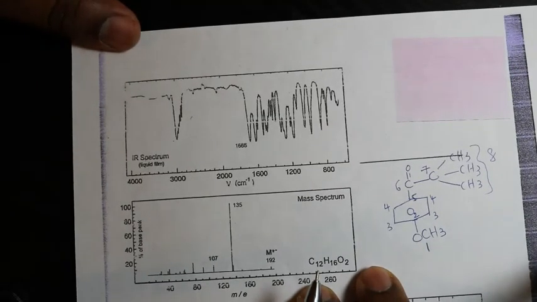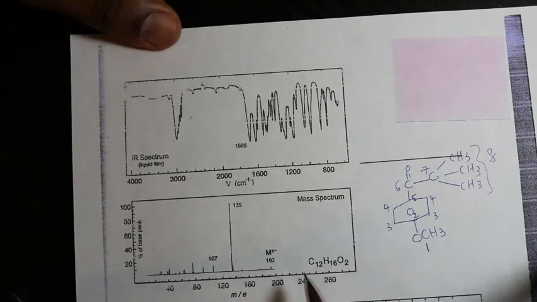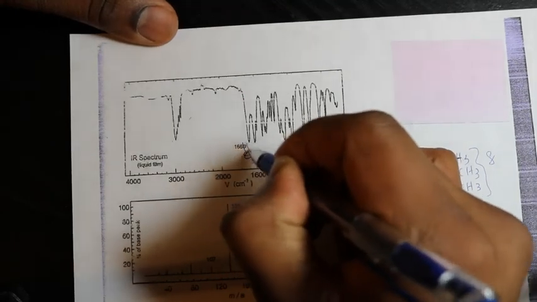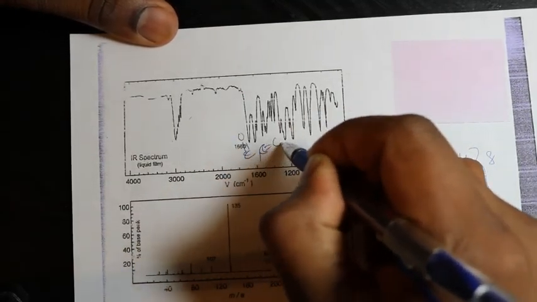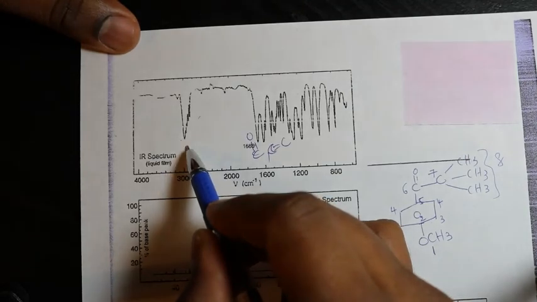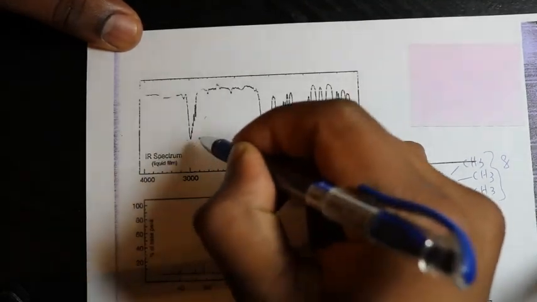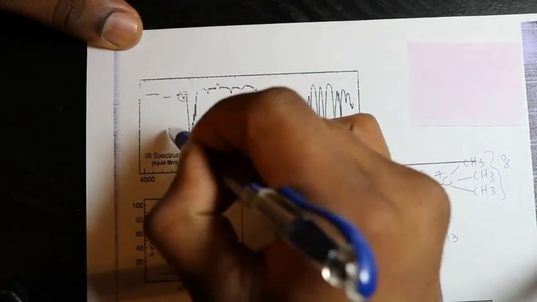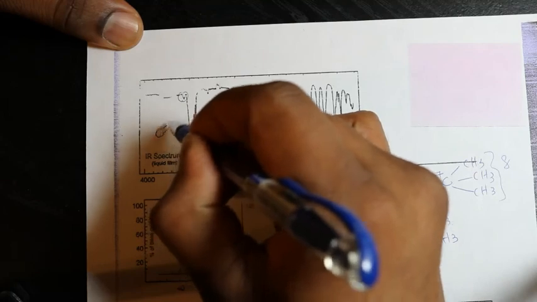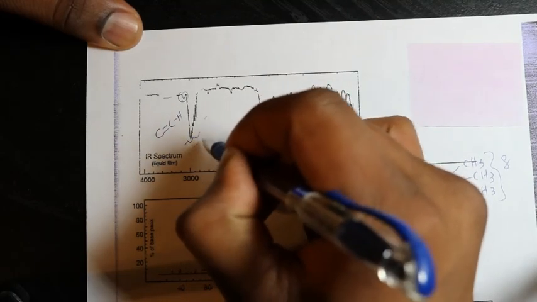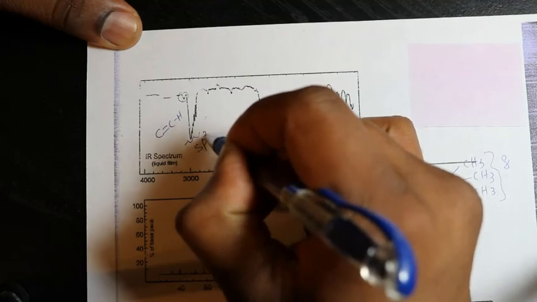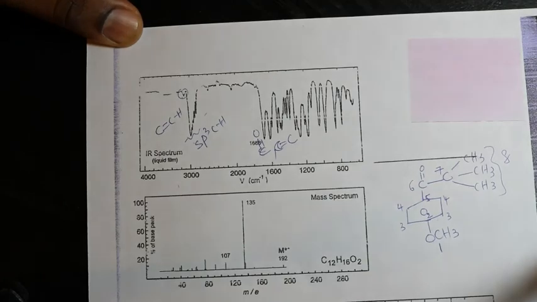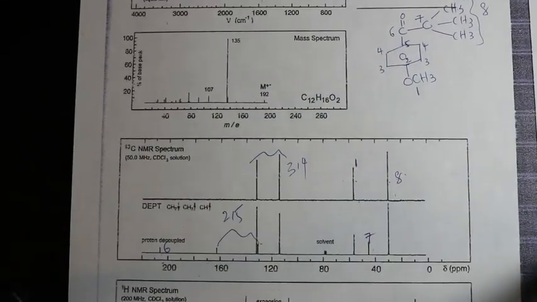Now you guys can assign IR. It's already here, C double bond O and C double bond C, and here the tiny peak is aromatic hydrogens, and this here is sp3 carbon hydrogens. So this is how you assign the spectra.